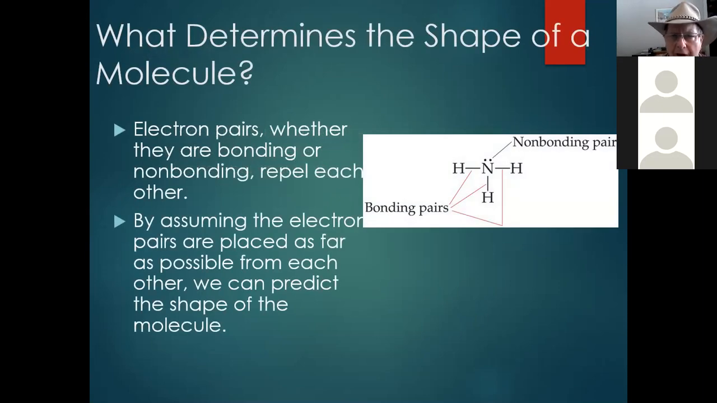So if I have electron pairs, you consider them like clouds. Whether they're bonding or lone pairs, they still want to push each other away from one another. So in this particular instance, I have 1, 2, 3, 4 clouds. They want to get as far away from one another as possible. And when they do, that dictates the shape of the molecule. This is what VSEPR is.